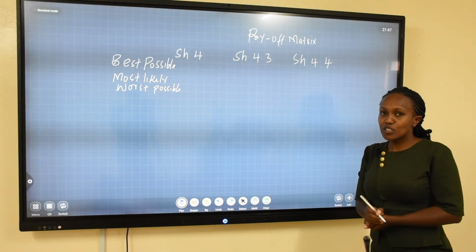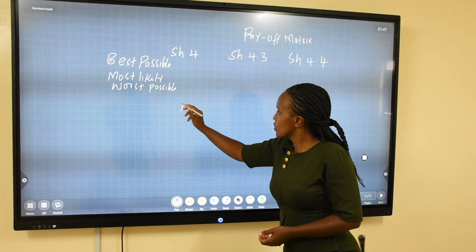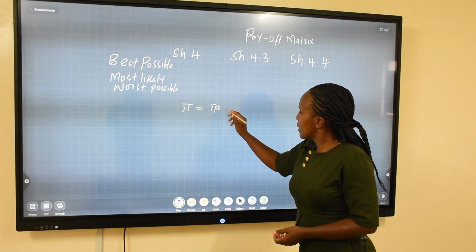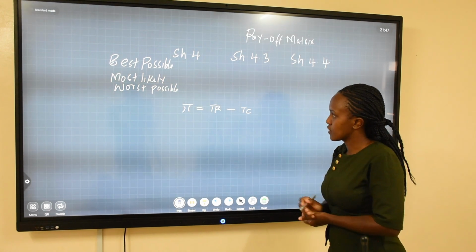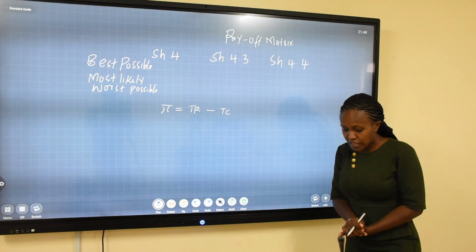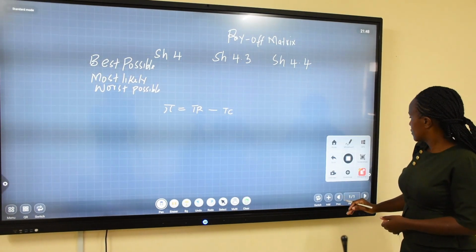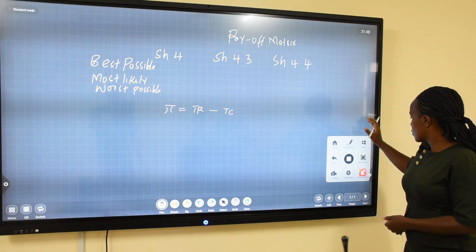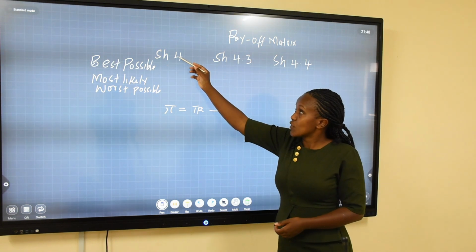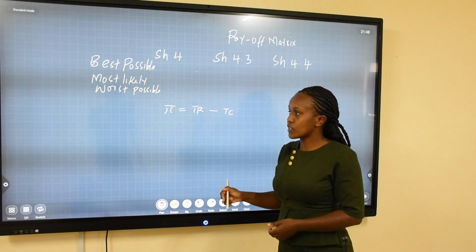We are going to be computing the profit. So how do we get profit? Profit is equal to total revenue minus total cost. So we can start with the first situation. Looking at our question, we found that at shillings 4, at the best possible, we can sell 16,000 units.